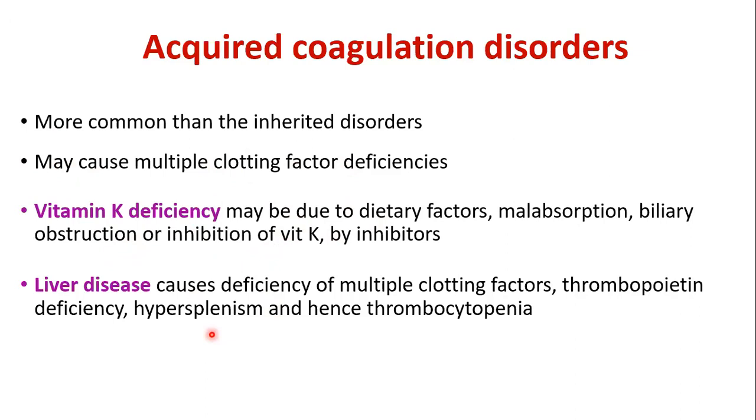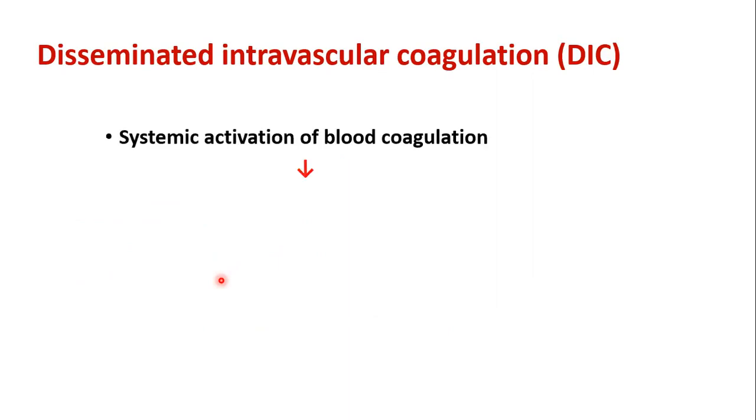Liver disease can cause deficiency of multiple clotting factors. There is also acquired thrombocytopenia, hypersplenism, and so on. So these are all conditions. Coming to the most important, disseminated intravascular coagulation, you already know by this time. It's a systemic activation. What happens? Disseminated all over the blood vessels, there is coagulation. This disease is also called consumption coagulopathy. What do we mean by consumption coagulopathy? We'll see that.